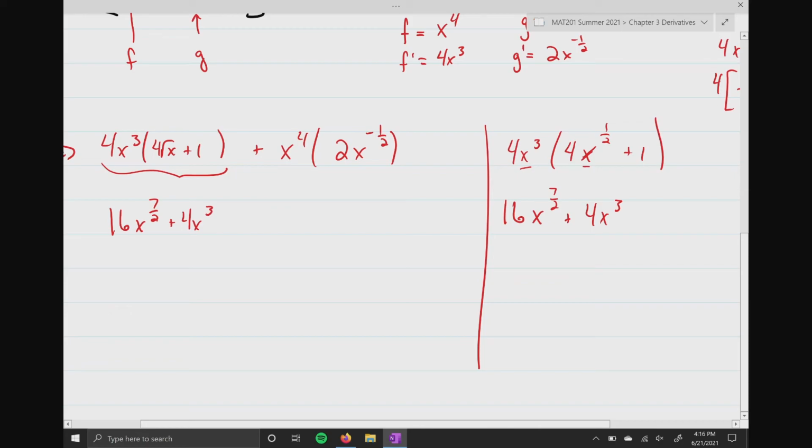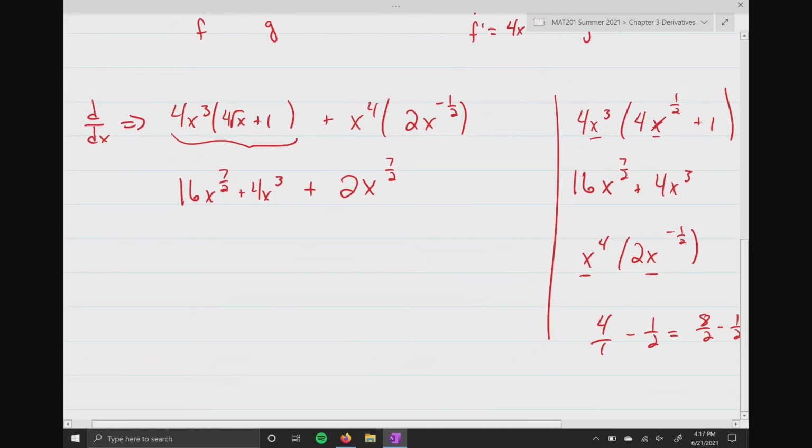Now, the second part, plus x to the fourth times 2x to the negative 1/2. Once again, when the bases are the same, you add the exponents together. So this is going to be 4 over 1 minus 1/2, which another way to think about this is 8 over 2 minus 1/2, or 7 over 2. So give me 1 second. So this is going to be 2x to the 7 over 2.